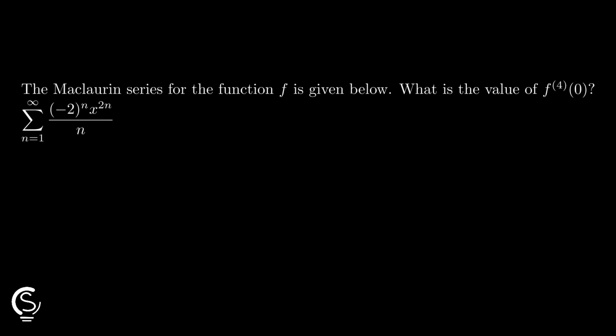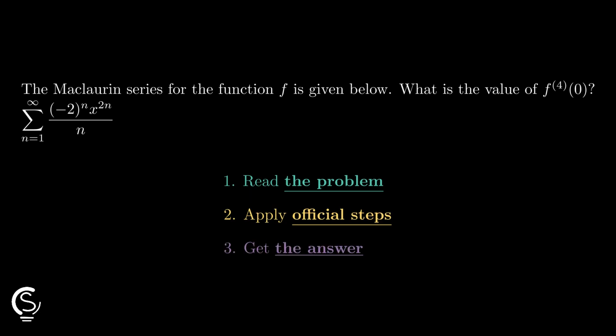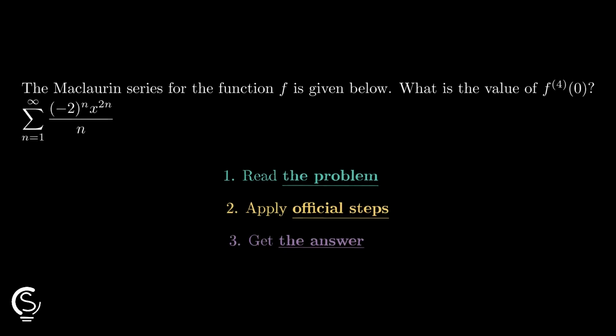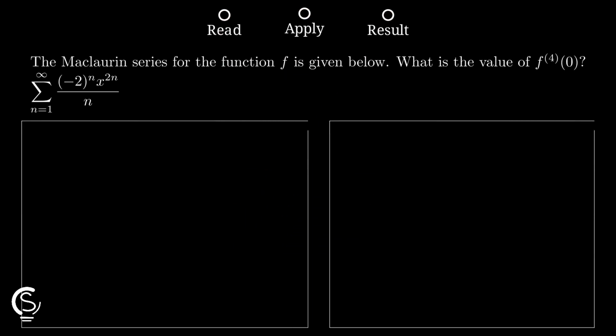Maclaurin series problems look scary, but we can solve this quickly. We need the fourth derivative at 0 for the specific infinite power series summation. First, we identify the term containing x to the fourth power. Since the exponent is 2 times n, we set n equal to 2 to find our specific target term here.